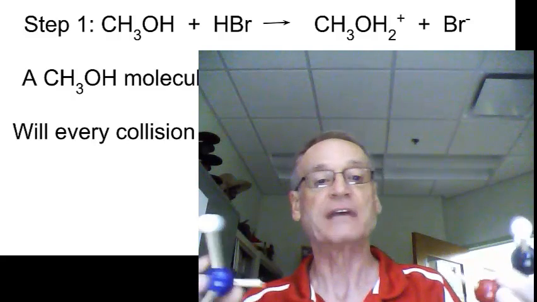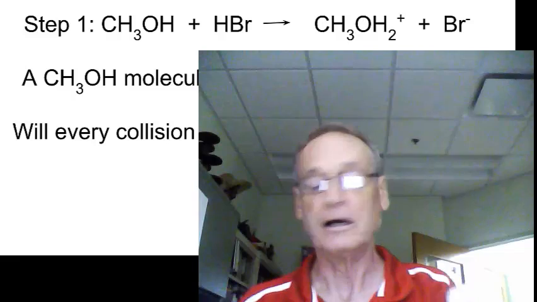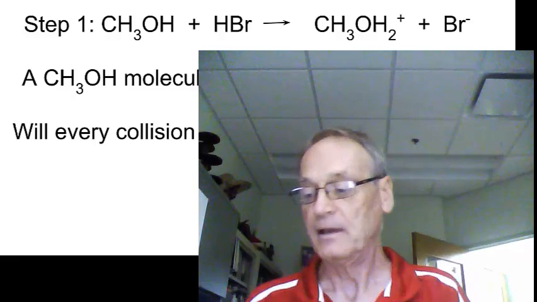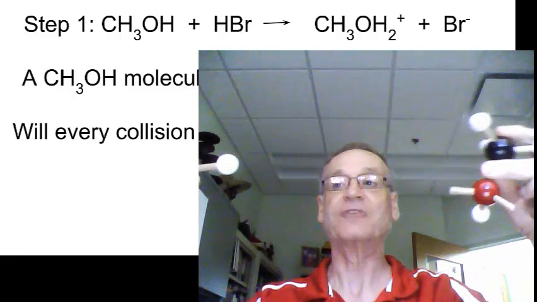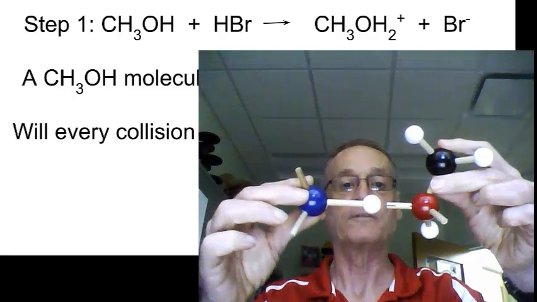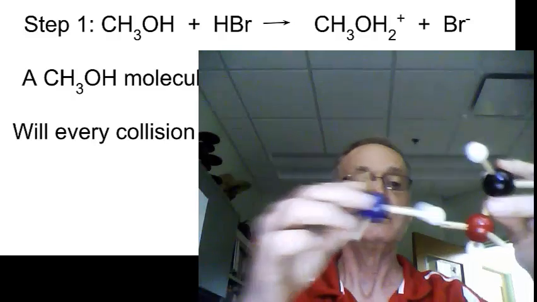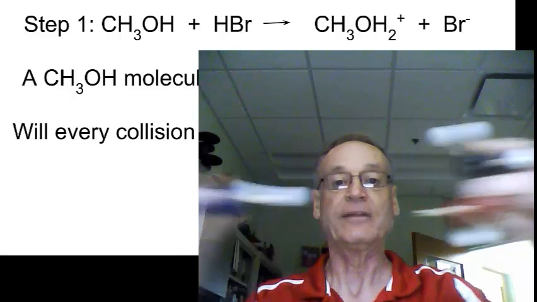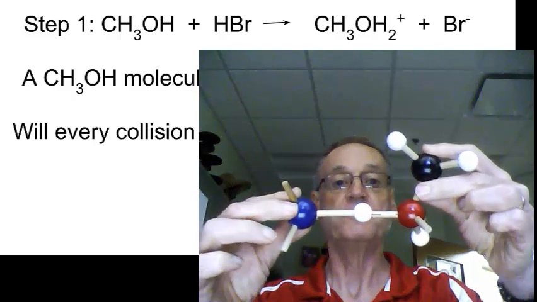So what has to actually happen? A lone pair on the methanol has to actually come in at exactly the right angle with a hydrogen on the HBr. In order for that hydrogen to be transferred to the lone pair, they have to bump into each other in that orientation. Well, that's pretty rare.